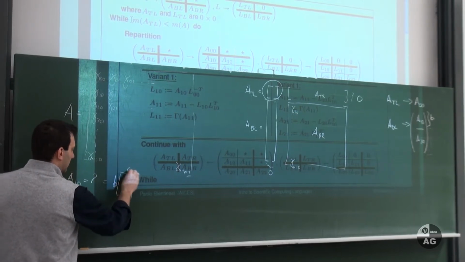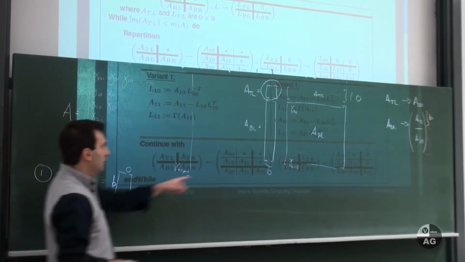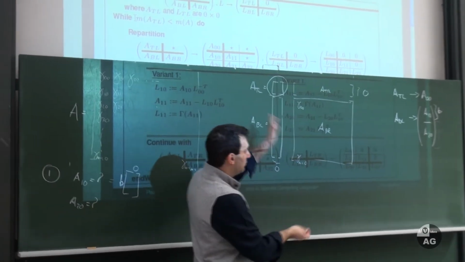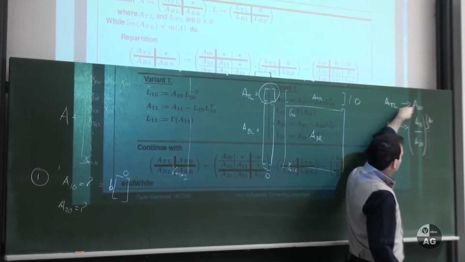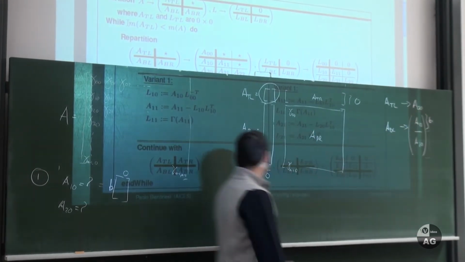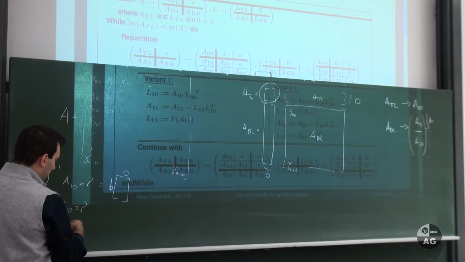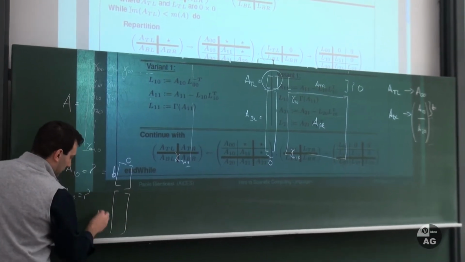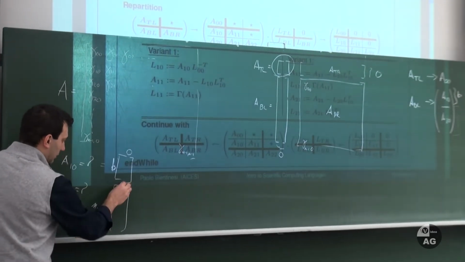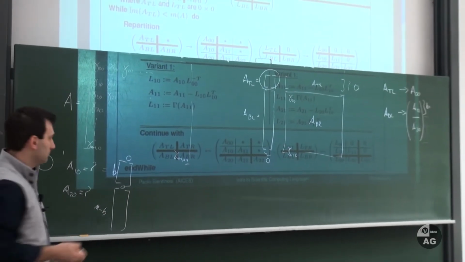B times 0. As I said, we split A bottom left in 2 pieces. A10 is the size of B, and across is 0. So this is B times 0, and A20, it's n minus B, again, times 0. Okay?